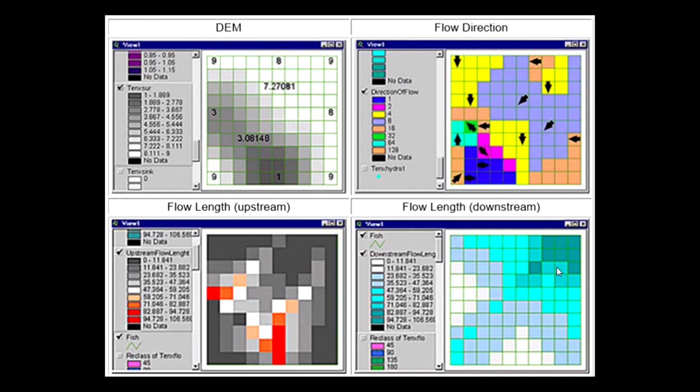Whereas over here, when we look at downstream, this is the inverse of that. Now we're going to see higher values up here at our higher elevations. In this particular case, this is saying that this particular area of the grid is extremely far, way far away from our downstream pour points.